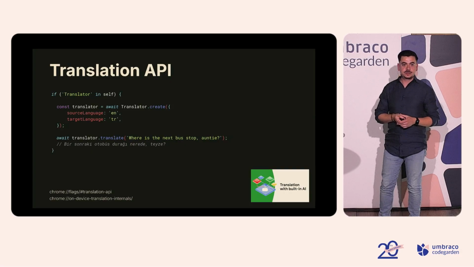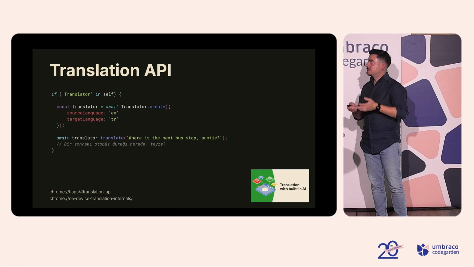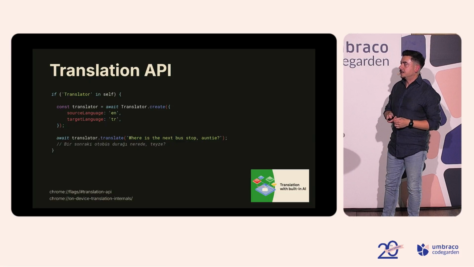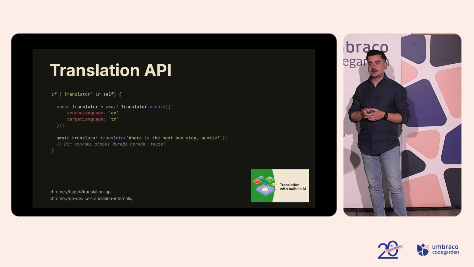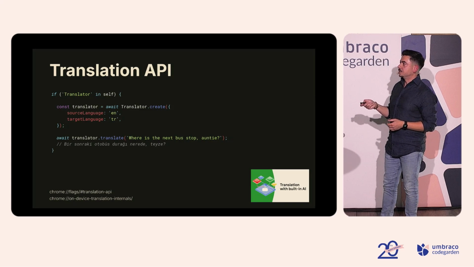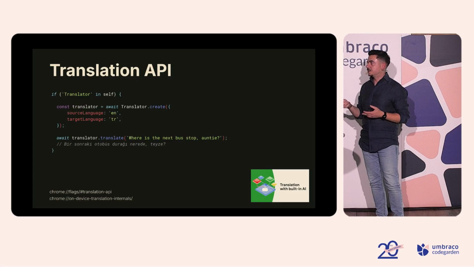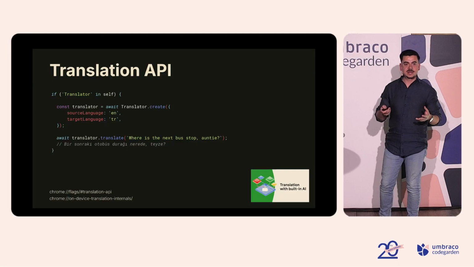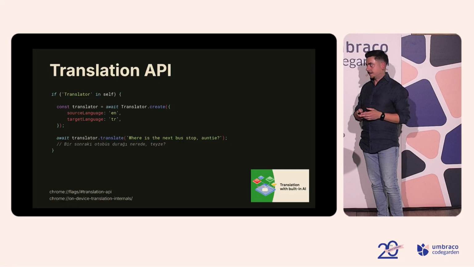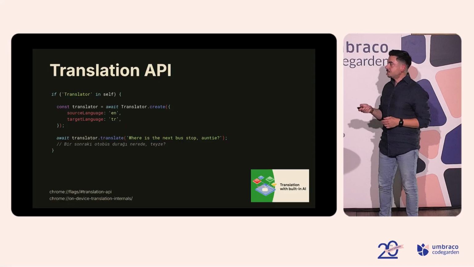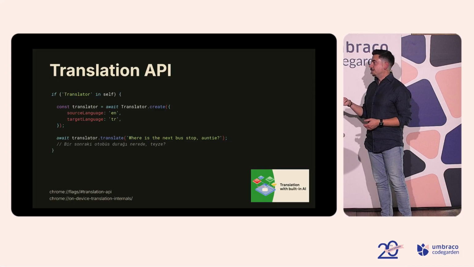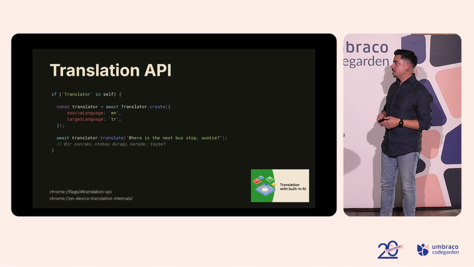Let's see what those task APIs are. Starting with the translation API, you can implement it with this snippet. You first check for that API in the window. Once it's available, you create an instance of a translator. You provide a source language and a target language, and you can call translator.translate to translate a certain text to your target language in a very performant way. Here I'm translating "where is the next bus stop" to Turkish, and it does it in milliseconds.